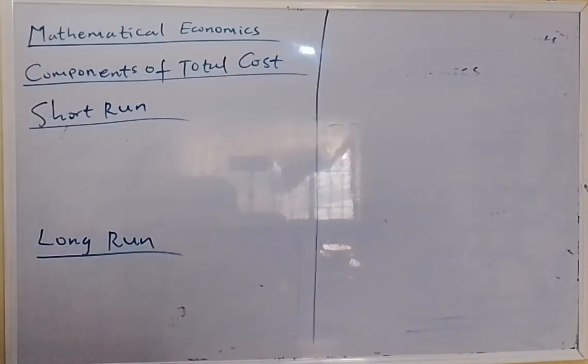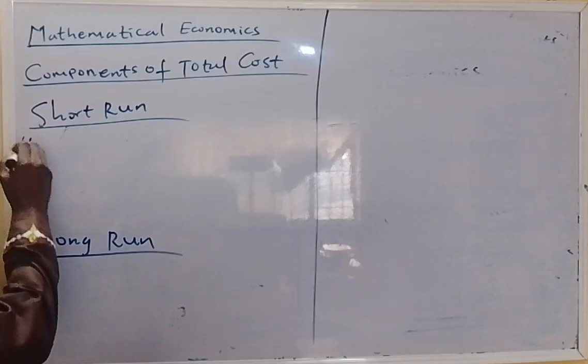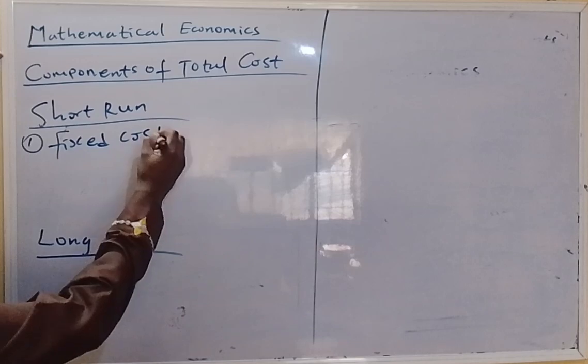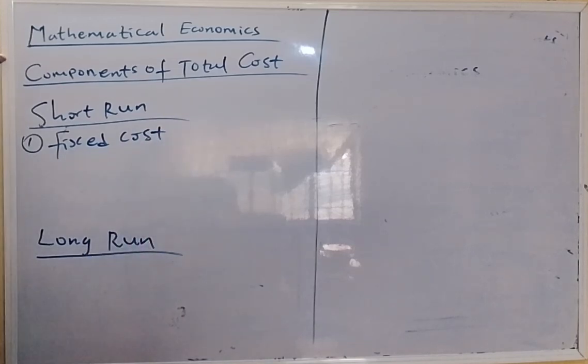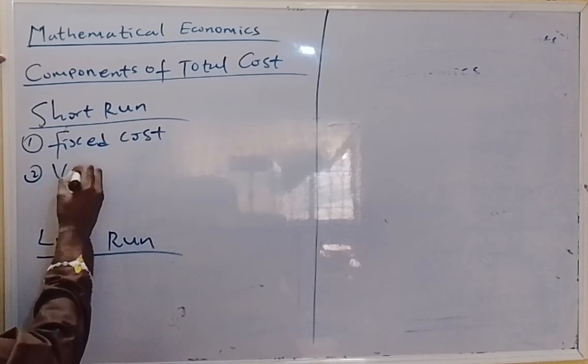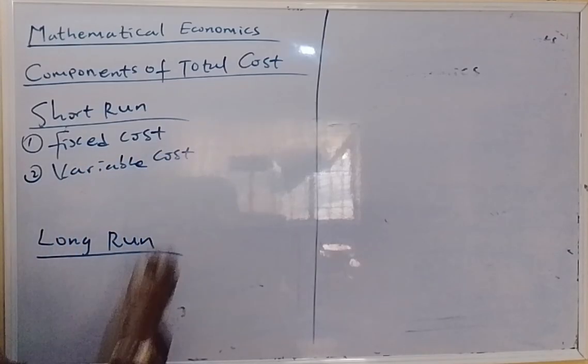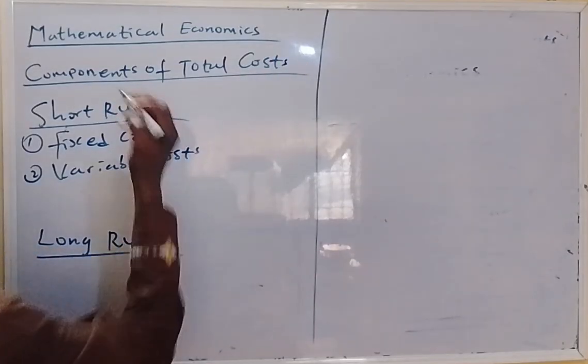So in this class, I'll be talking about the components of total cost. Depending on whether a firm is in the short run or in the long run, the components will differ. For example, in the short run, there are two components of total cost. The first component is what we call fixed cost. The second component is what we call variable cost. If you like, you can pluralize and say costs.